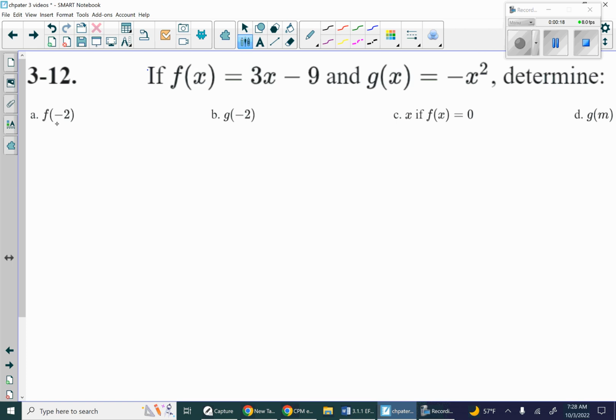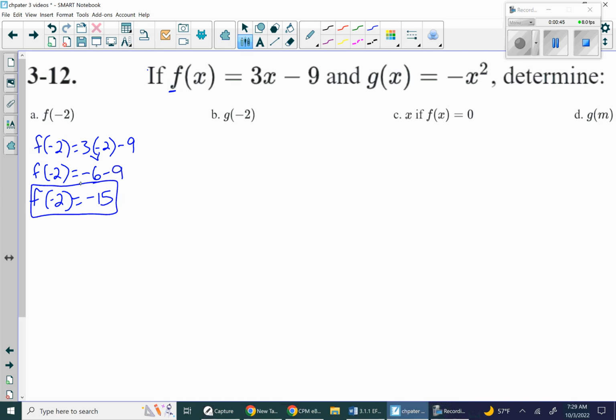What is f of negative 2? So that means we have to go to the function f and substitute and simplify. So f of negative 2 equals 3 times negative 2 minus 9. And notice the notation, how important it is to follow through. 3 times negative 2 is negative 6 minus 9, and f of negative 2 is negative 15. There we go. All right, super.